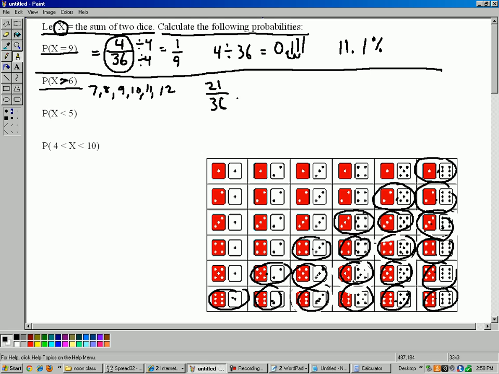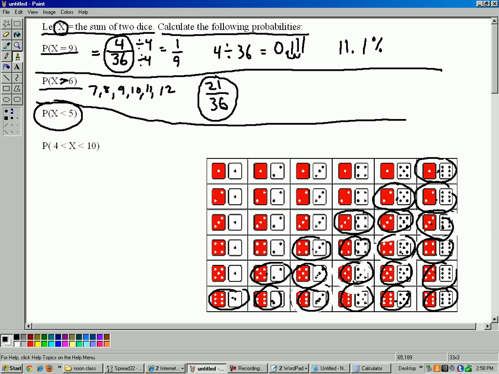And again, if you want to convert it to decimal or percent, that's perfectly fine. Or reduce it. I'm just going to leave it right there. So there's the answer to the second question. Okay, third question. What is the probability that X is less than 5? Remember, this is the symbol for less than. And so you just think, well, what numbers are less than 5? Well, 4 and 3 and 2.